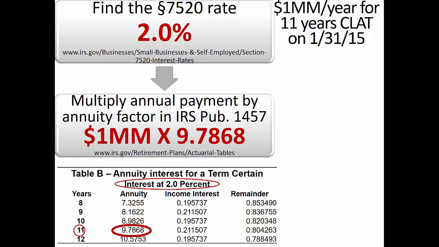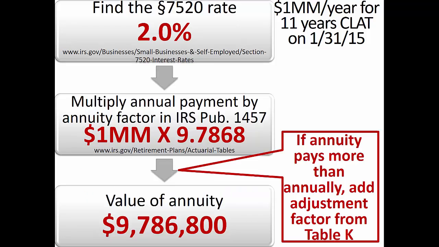In this case, the annuity will be paid for a fixed number of years, so we select Table B, Term Certain Factors. If instead the annuity was to be paid for life, we would select Table S for a single life or Table R2 for 2 lives. These tables are also found on the same web page. Examining Table B under the 2.0% interest rate heading shows that the annuity factor for an 11-year fixed term at that interest rate is 9.7868.